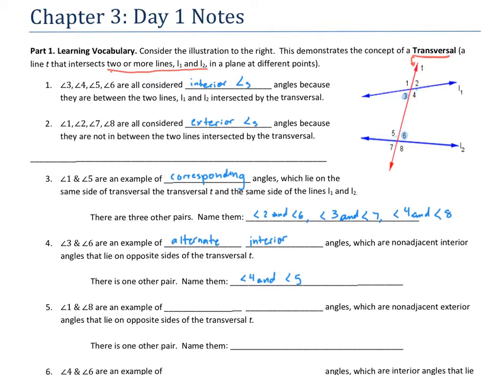The next one is 1 and 8. Very similar to 3 and 6. They're still on opposite sides of the transversal, so we still have an alternate angle pair, but these are outside our two lines, so these are alternate exterior. Go ahead and find the other one. Angle 2 and angle 7 are the other pair of alternate exterior angles.